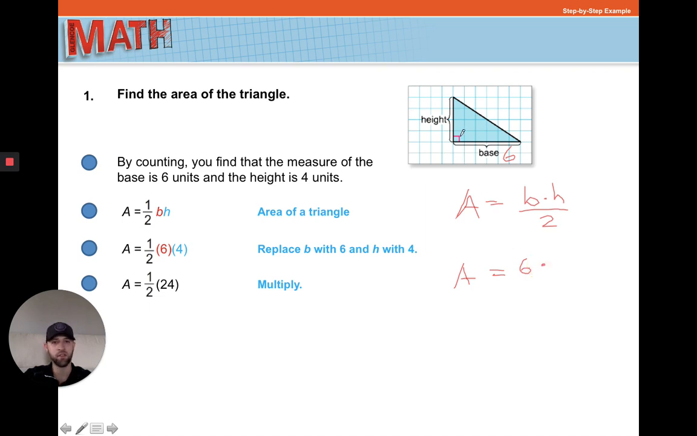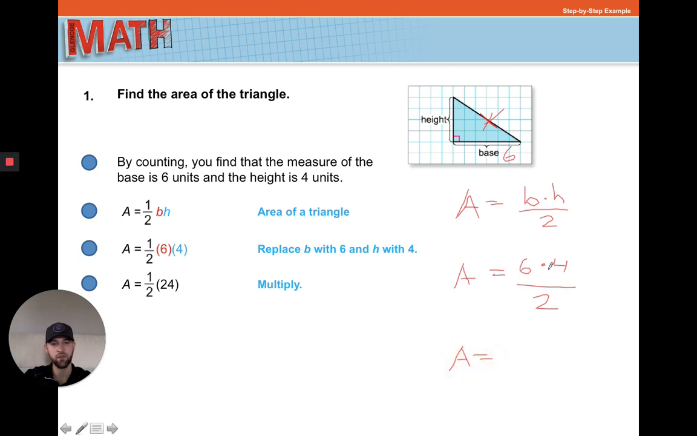And my height, again, just count up and down. 1, 2, 3, 4. My height is 4. Notice that we are not using that diagonal. Don't use that diagonal line, okay? Don't use that. And we just divide that by 2, okay? Figure out your multiplication first.